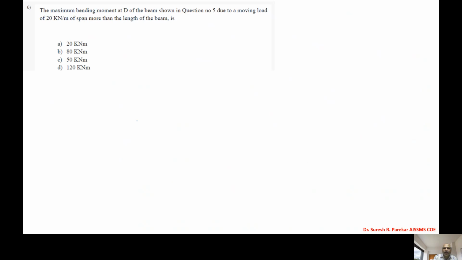Now the maximum bending moment at D of the beam shown in the figure of question 5, due to a moving load more than the span. We have plotted the ILD for bending moment at D and got this. This is D, this is A, this is 4 meter, here we have C, this is 2 meter, this is 2 meter, and here we have B. The ILD for bending moment is in this fashion, and the value is 2 over here.